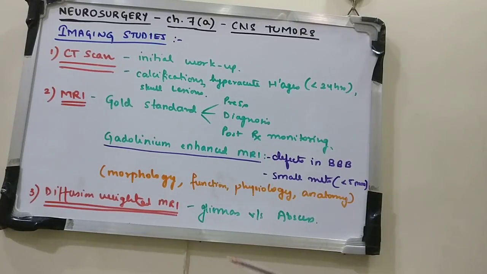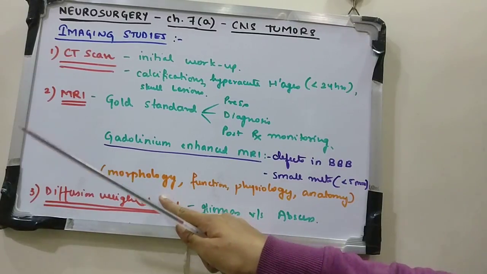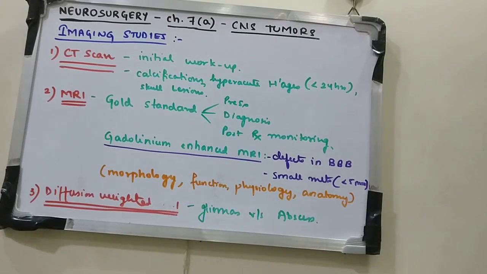Moving on to diffusion weighted imaging. Diffusion weighted imaging helps us to distinguish between gliomas versus abscess. They use the Brownian motion concept, and hence they can help us differentiate between glioma versus abscess.